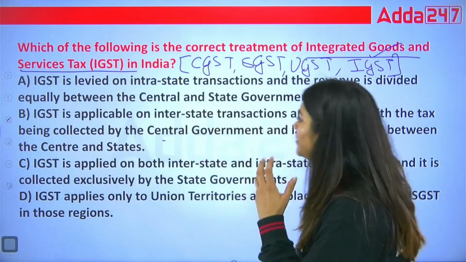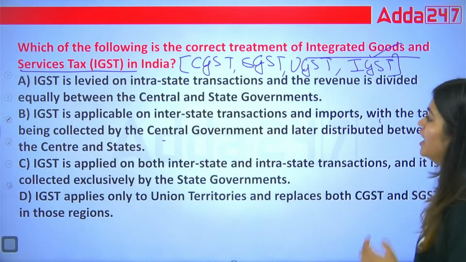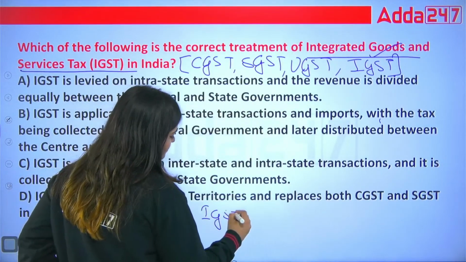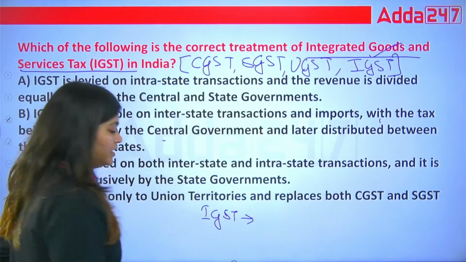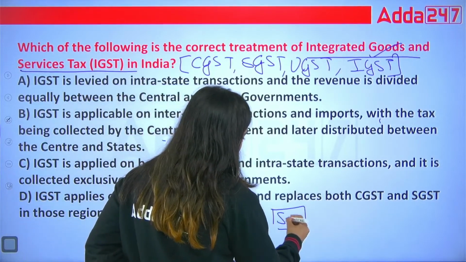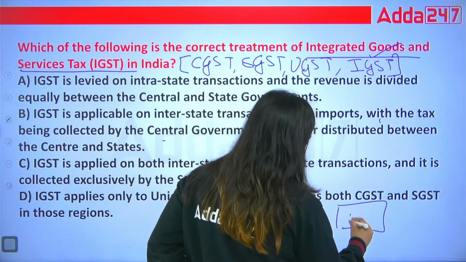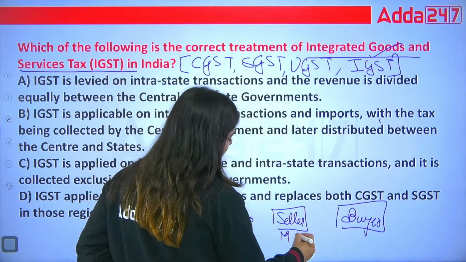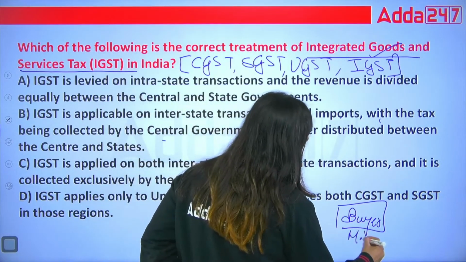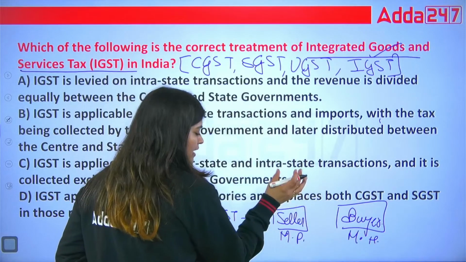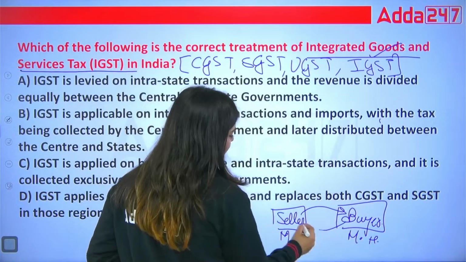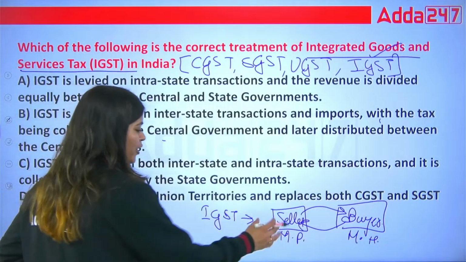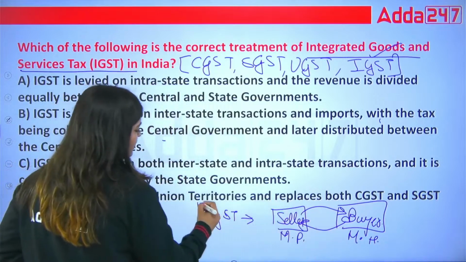Before knowing which is the correct option, first let's understand what this IGST is. Whenever there is a seller and a buyer, if your seller is from Madhya Pradesh and your buyer is from Maharashtra, if the seller and buyer are from different states and they are entering into a transaction, at that point of time they are going to pay the IGST.